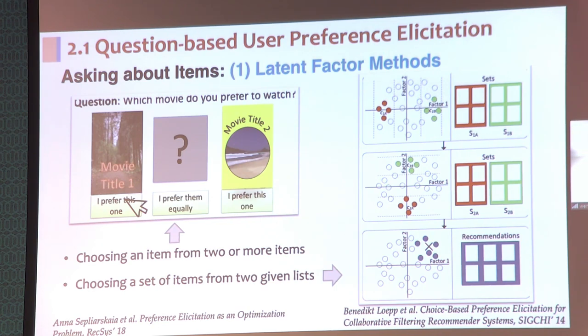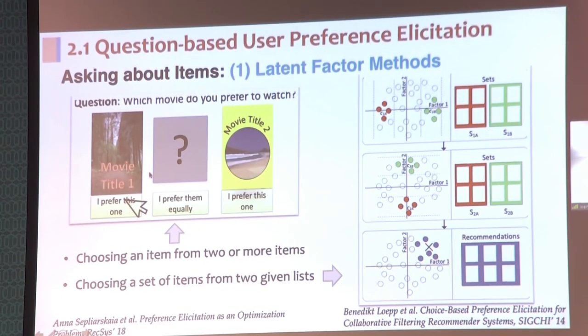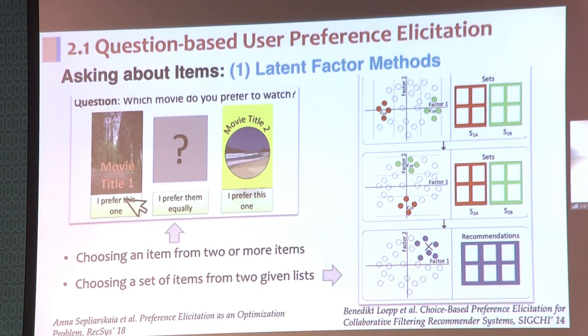In the method of asking about items, the key idea is to ask users' preference on items which are associated with a certain latent factor. For example, in the left part of the slide, we demonstrate a work published in RecSys several years ago. They perform the matrix decomposition, and then each time the authors choose a latent factor and, based on the latent factor, choose two items to display to users. One is strongly positively correlated with the chosen latent factor, and the other is strongly negatively correlated with it. Then the system asks the user to choose which one he prefers, or prefers them equally.